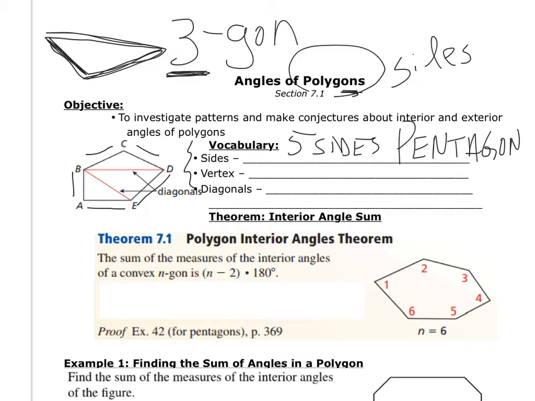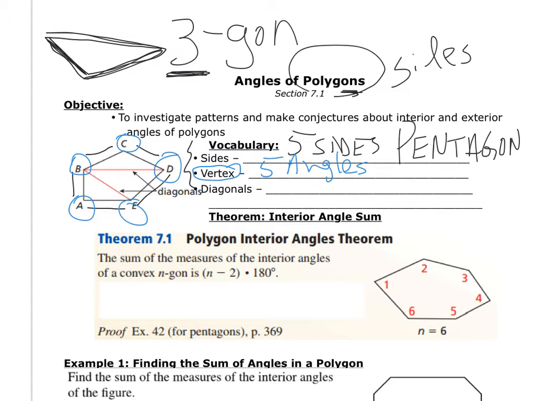Okay, vertex. Well, there isn't a common word. We've been dealing with vertex or vertices all year long. But look at those points that I'm circling right there. A, B, C, D, and E. Not only do I have 5 sides, but since I have 5 points to make the sides, doesn't that mean I also have 5 vertices or 5 angles? Right. So my vertices are forming my 5 angles. If I've got 5 sides, I've got 5 angles. If I've got 3 sides, I have 3 angles, and so on.